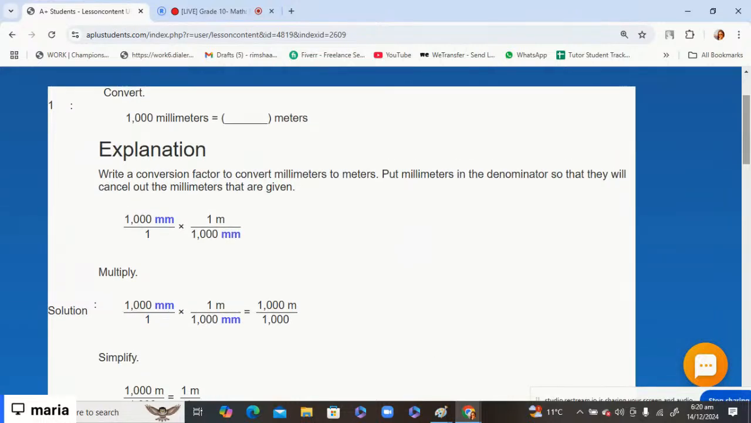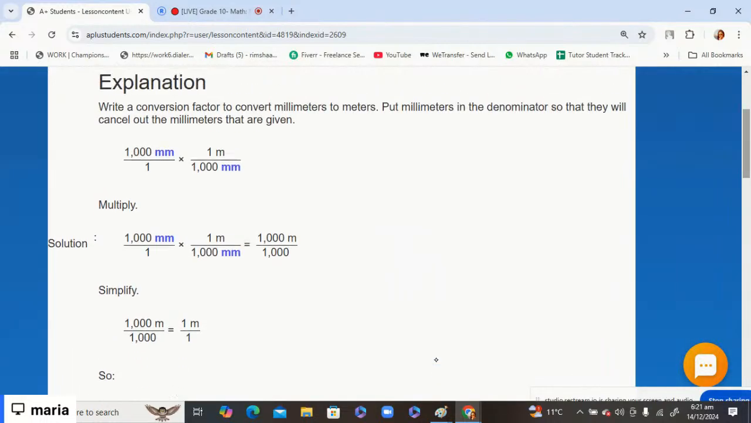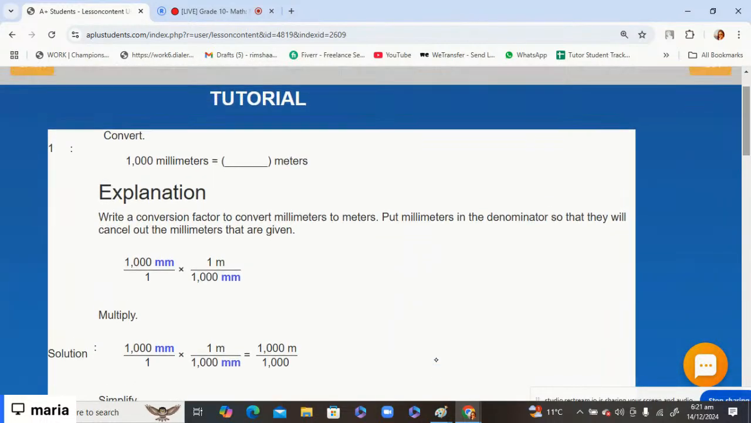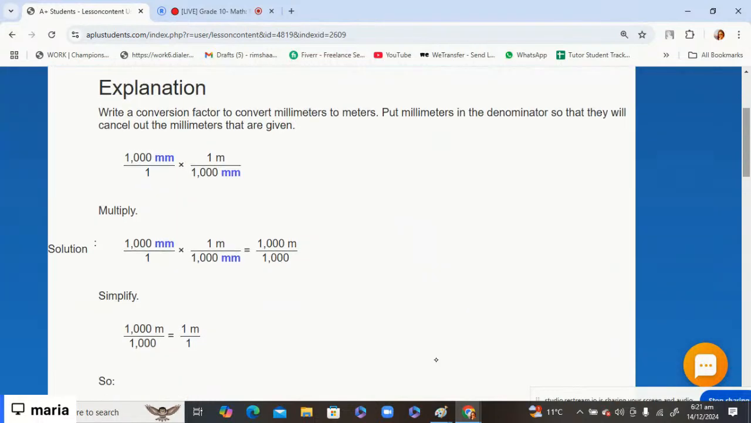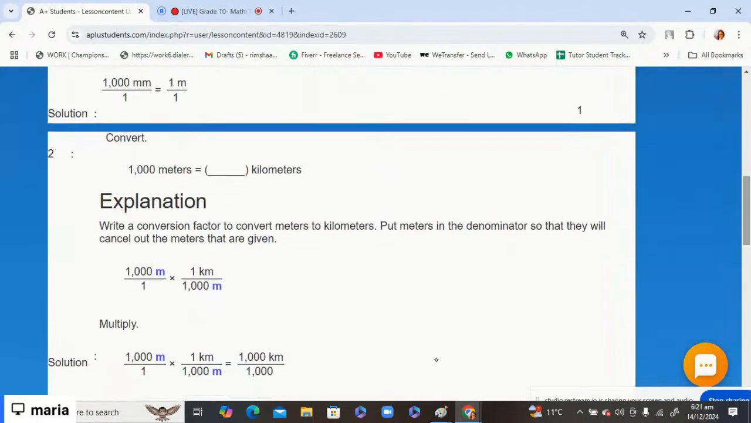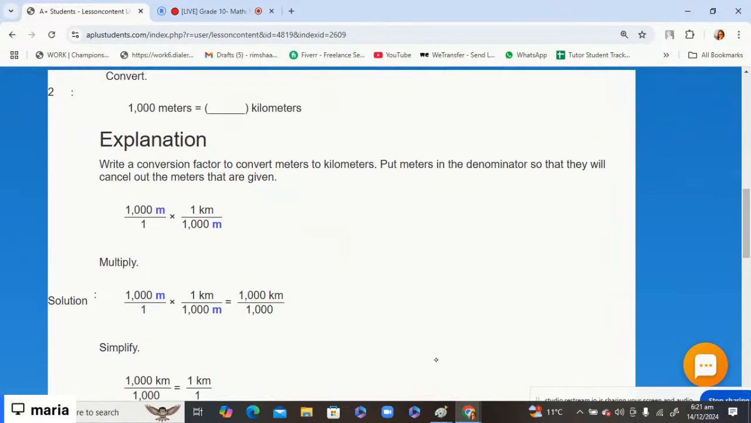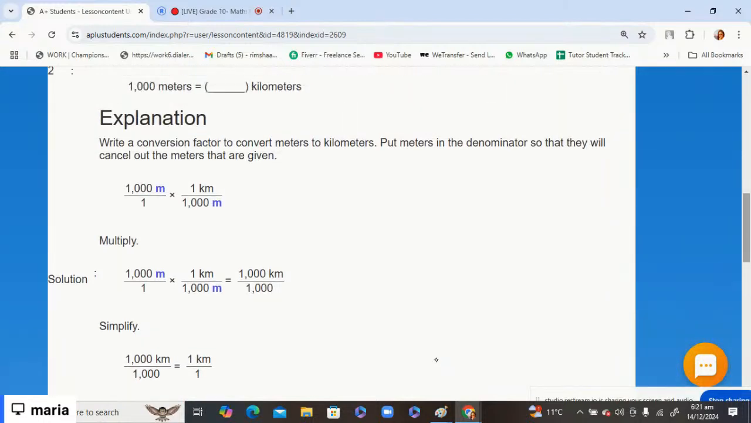Now here look, 1000 millimeter is equals to how many meters? If you're going to check it out, write a conversion factor to convert the millimeters to meters. Put the millimeters into the denominator so that they will cancel out the millimeters that are given. Okay. As we know that, we are just going to put 1 meter over 1000 millimeters, because 1 meter is equals to how many millimeters? 1000. So it's 1. 1000 meter is equals to how many kilometers? 1 kilometer is equals to 1000 meters. Okay.